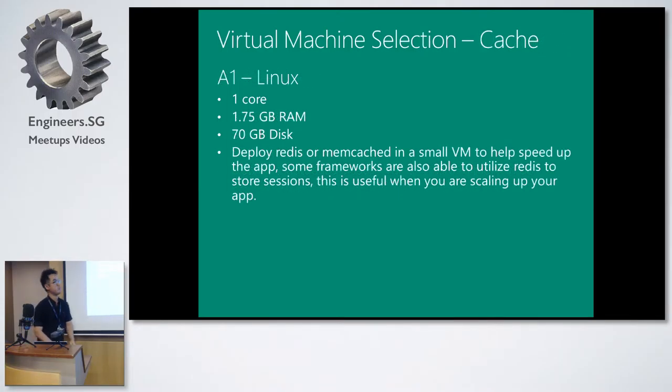For cache, very simple. You can run a Redis cache or memcache in a small A1 instance, 1 core, about 2 GB of RAM, 70 GB of disk. You can use this to run your framework with Redis or memcache. Usually, your framework should have a plugin, or it's already built in to support Redis or memcache. This is useful when you scale up your apps. For example, if you're scaling up your sessions, you want to have a cache which is shared between all your front end applications.